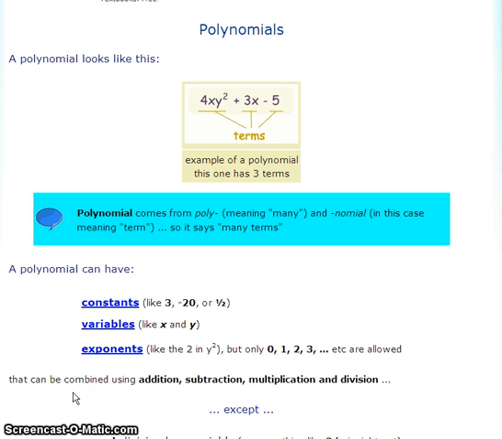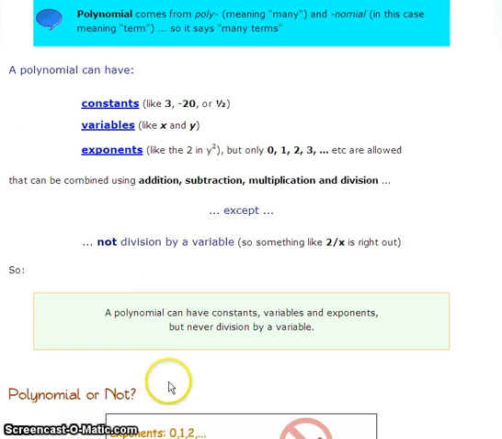Polynomials can be added, subtracted, multiplied, and divided. But when you are dividing polynomials, you cannot have a variable in your denominator, as stated right here. So you can add, subtract, multiply, and divide, except division by a variable. You cannot divide by a variable. So 2 divided by x is not a polynomial. Remember, polynomials can have constants, variables, exponents, but never division by a variable.